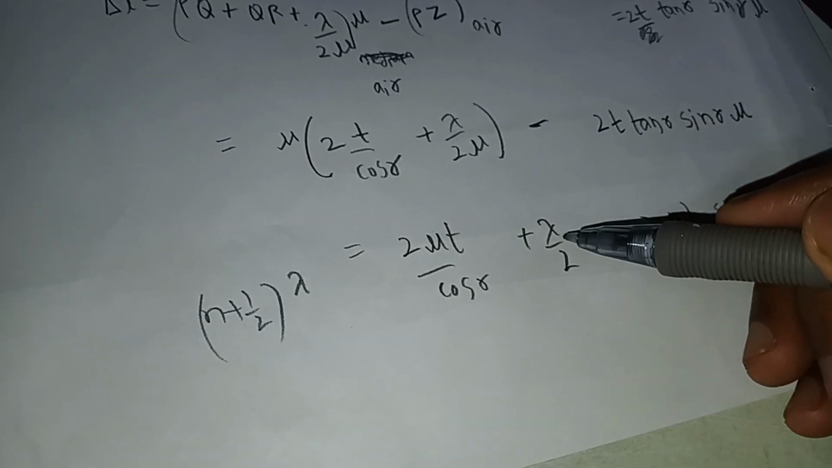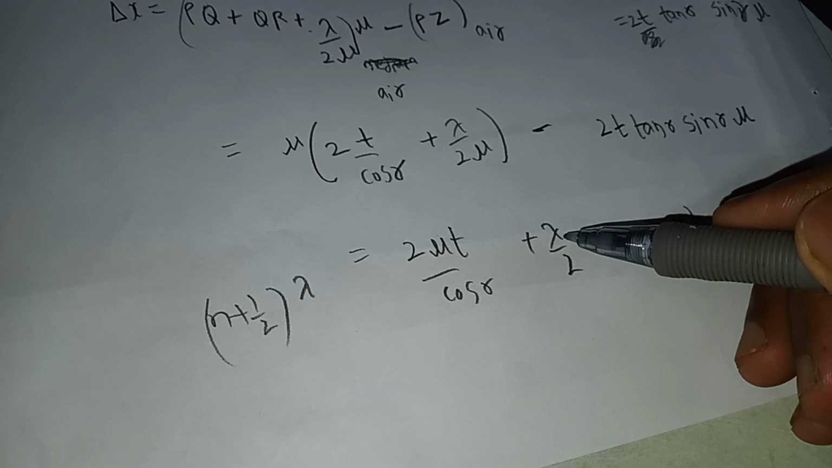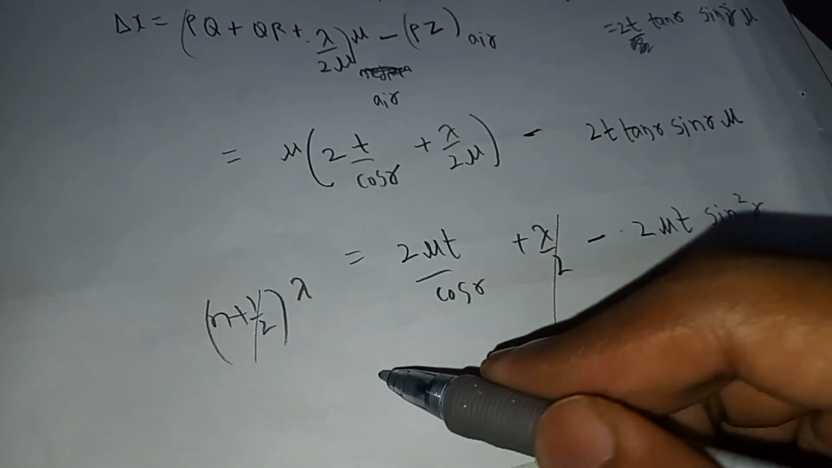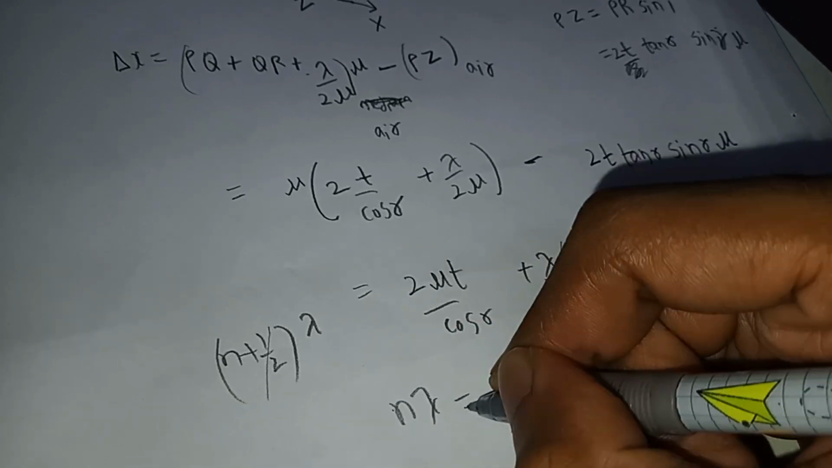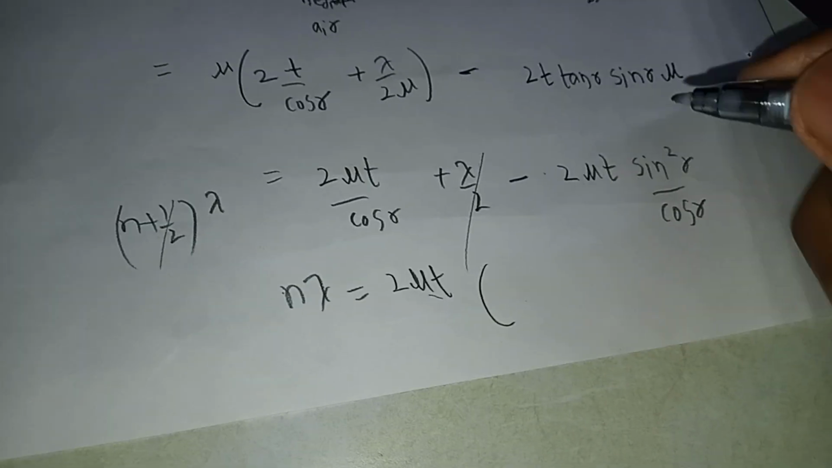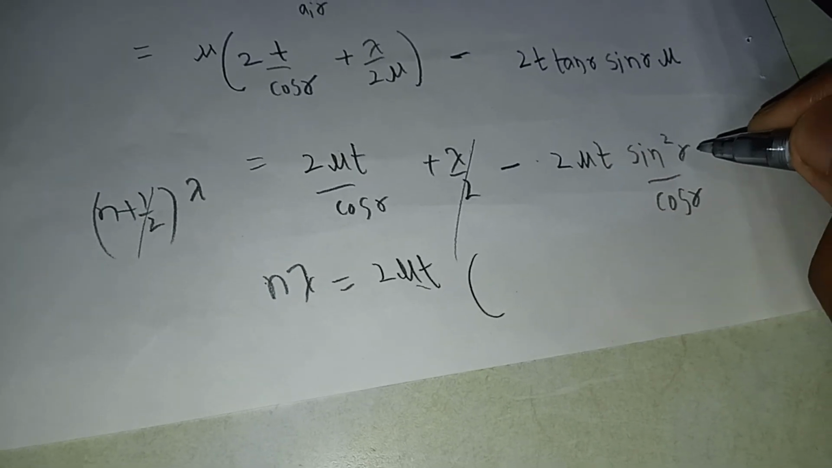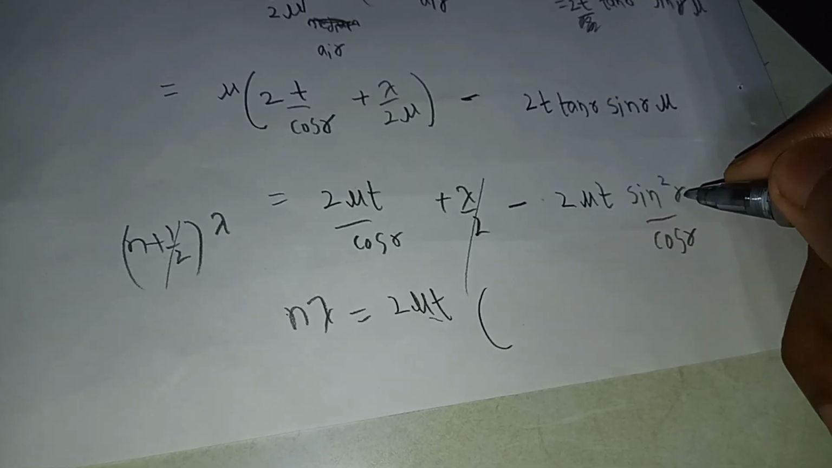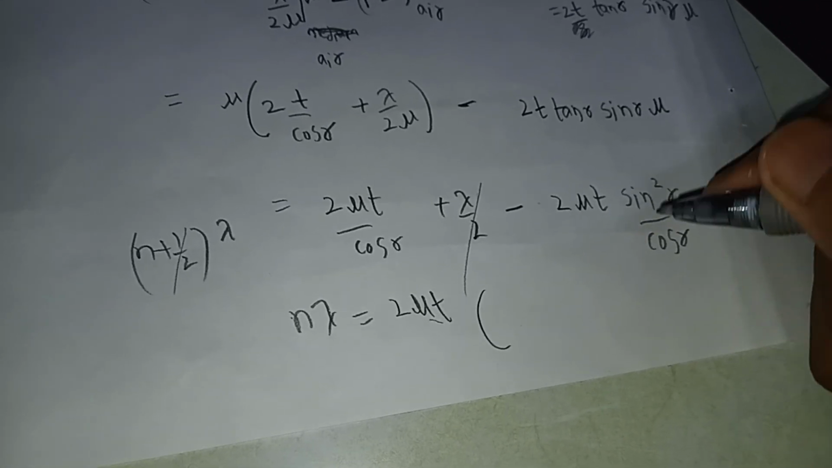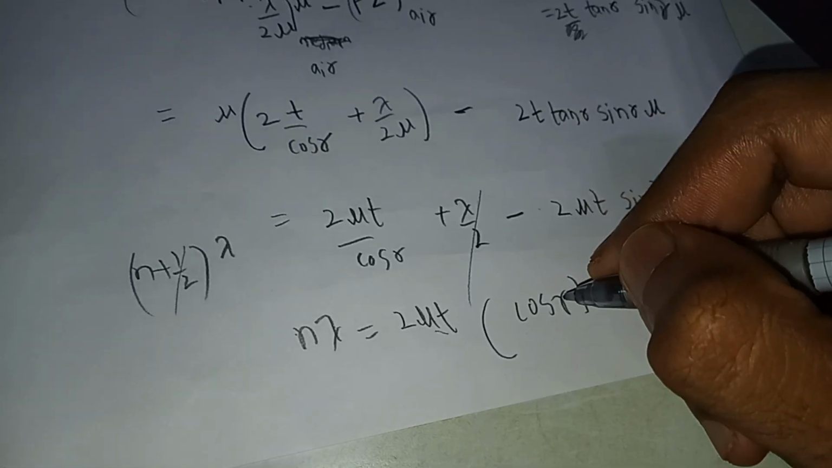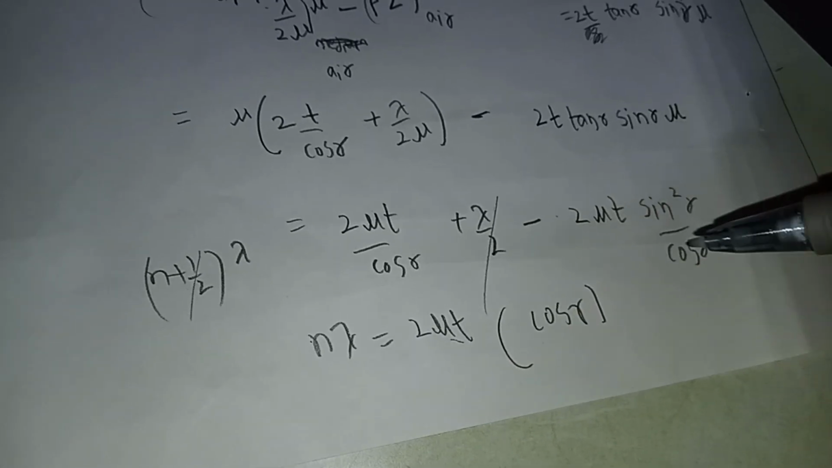Now lambda by 2, on taking it to the left side we get n lambda equal to 2 mu t times 1 by cos r minus sin square r by cos r. So you know 1 minus sin square r is cos square r and cos square r by cos r is cos r. So here is our formula derived, n lambda equal to 2 mu t cos r.